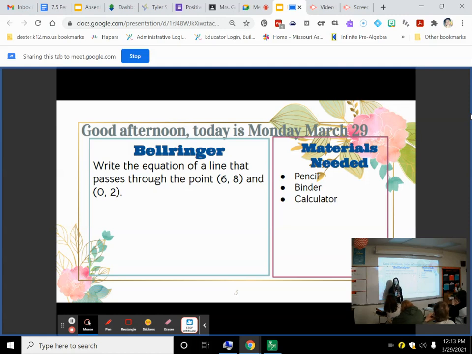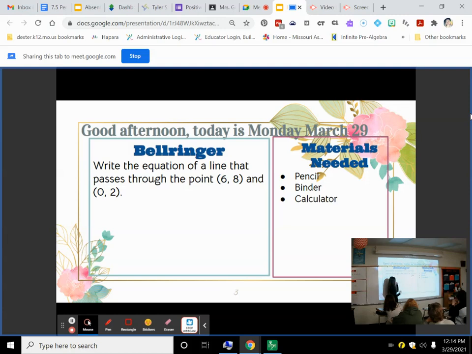Okay, now once you made your coordinate plane, what did you do next? I graphed those 2 points, so I went 6 over, 6 up 8. And then I went 0 over and up 2. And then what did you do? I drew my line through it, and then I wrote out my y equals 1x plus, and then I found where it went through the y-axis.